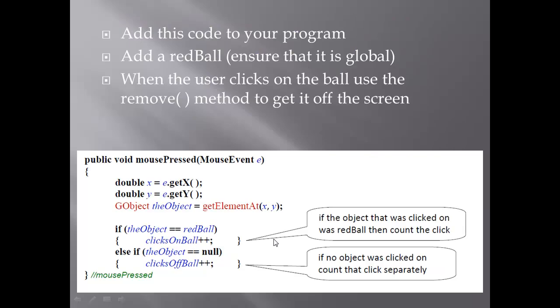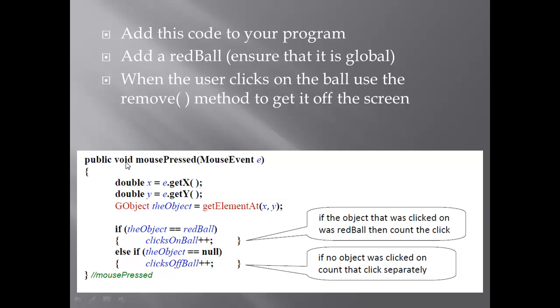So add this code to your program. You're going to have to create a red ball. Ensure that it's global, so you want to put that right after the class declaration. And then you also want to add a new method. When the user clicks on the ball, use remove, and then you'd remove whatever the name of your ball is, in this case probably redBall, to get it off the screen.